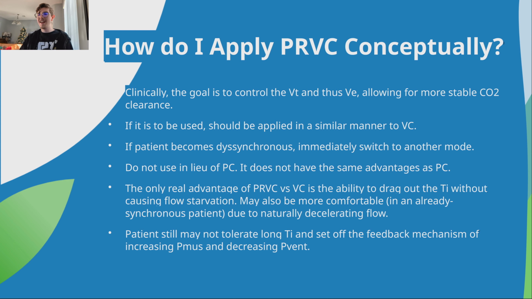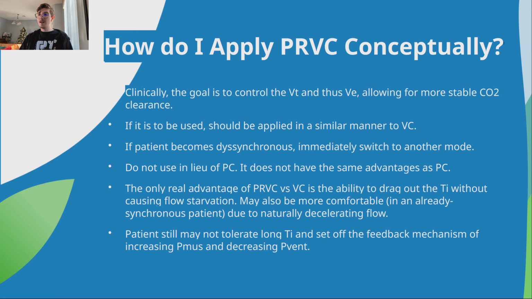At least, I mean, it kind of has some of them, but like not really, okay? The only real advantage of PRVC versus volume control, besides the peak pressure thing, is that you have the ability to drag out the I-time without causing flow starvation. And it may also be more comfortable in an already synchronous patient because pressure-controlled breaths are just more comfortable. They have that naturally decelerating flow. So hypothetically, PRVC is more comfortable than volume control as long as your patient doesn't become air hungry. The second they become air hungry, PRVC is terrible.